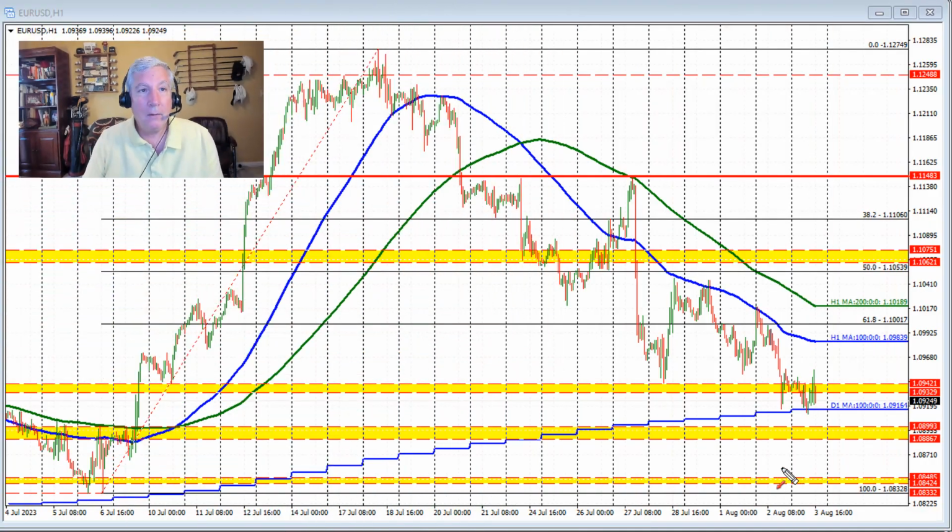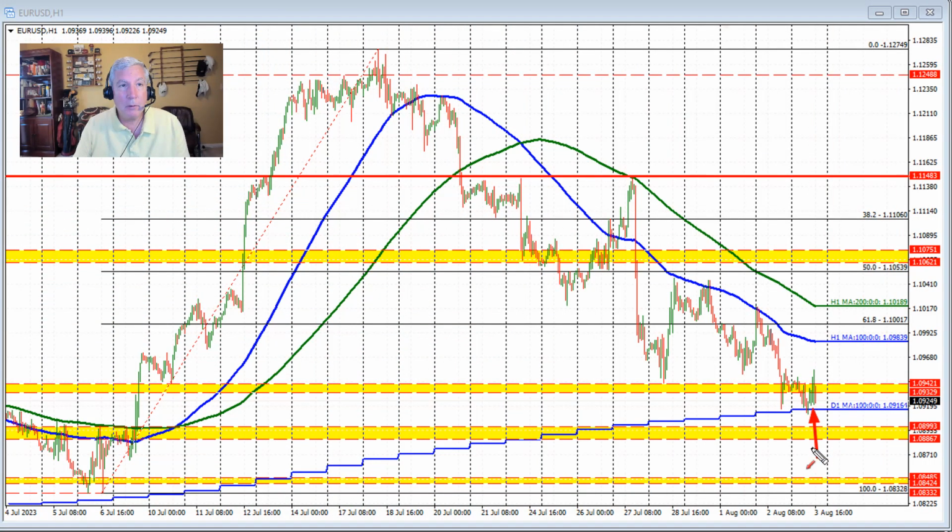Let's take a technical look at the euro versus US dollar. Today's date is August 3rd, 2023. What's going to drive your trading today in that currency pair? I'll tell you what's going to drive it. Probably this blue line right here. This blue line represents the 100-day moving average.